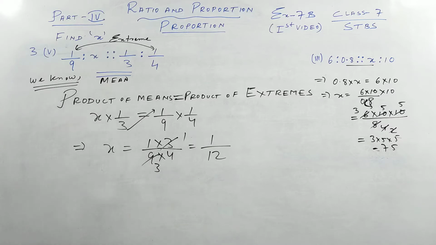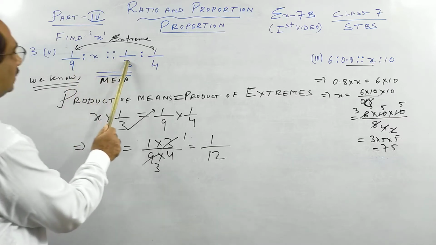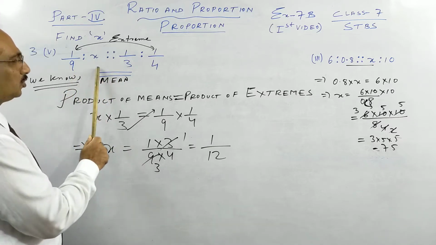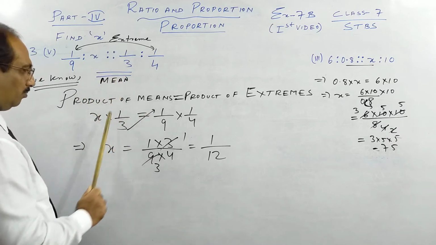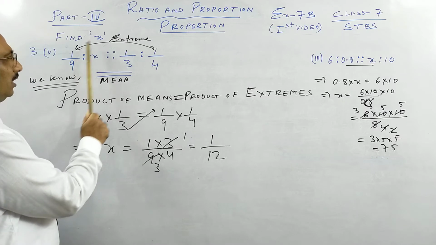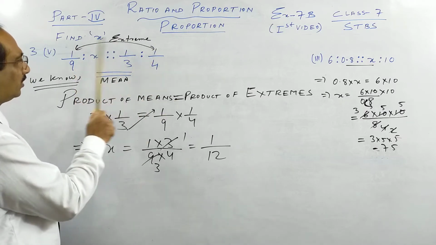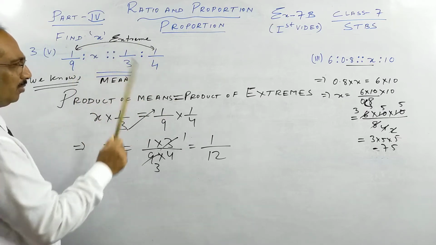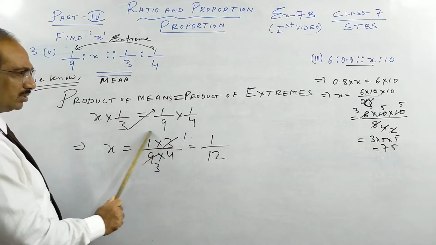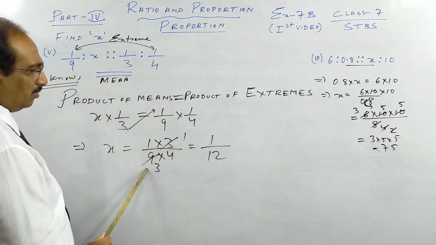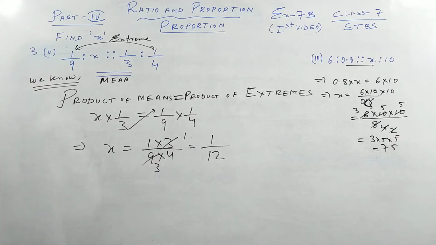Once more, x is in the mean. So we take the product of means, x into 1 by 3, and 1 by 9 into 1 by 4, they are in extreme. So product of extremes we take, then we do cross multiplication, and whatever can be cancelled, we cancel, and we get the answer. So kindly pause the video and copy, then we move on to question number 1.